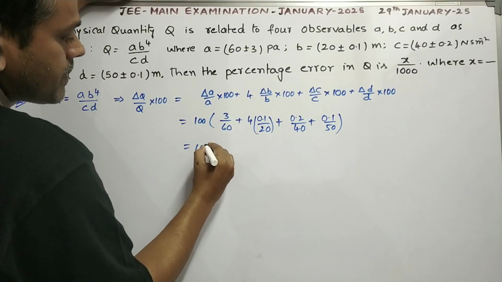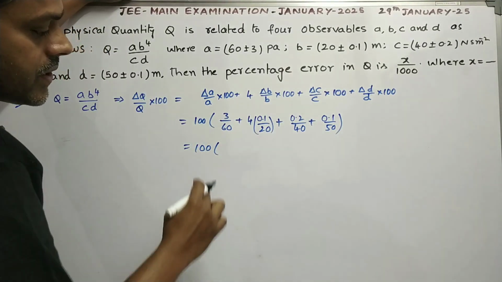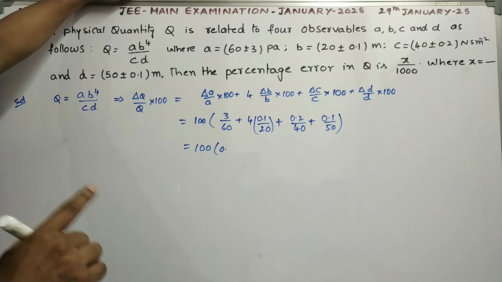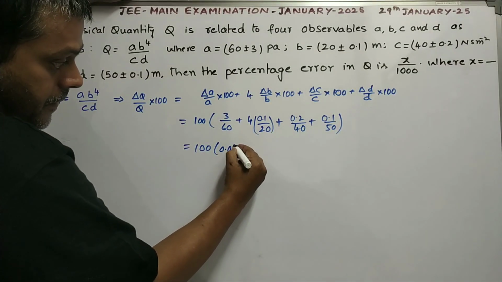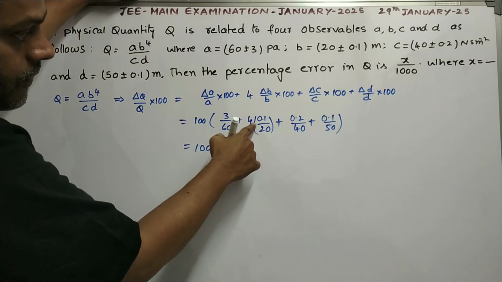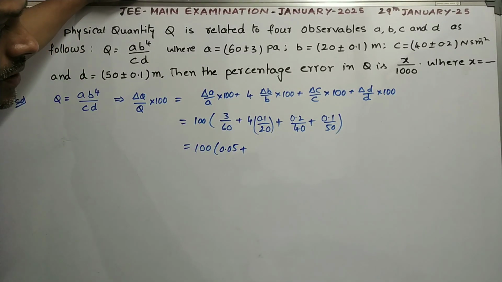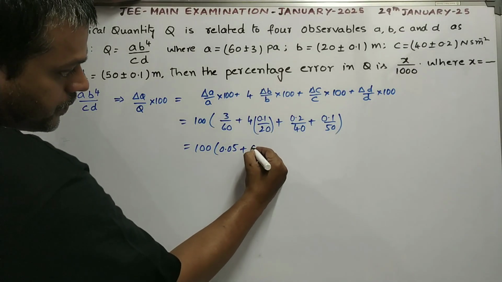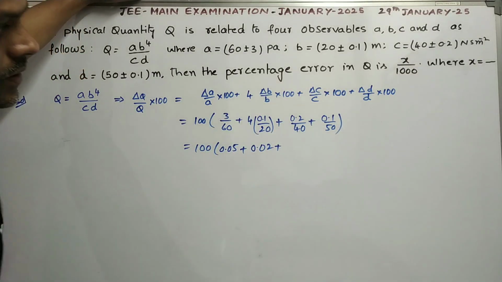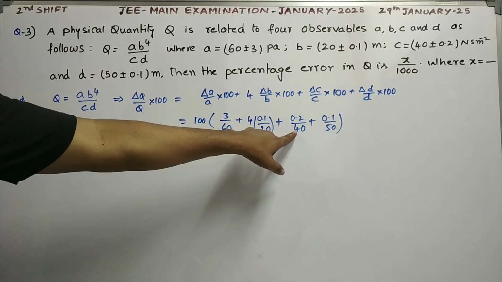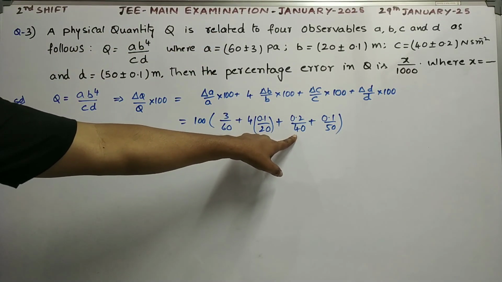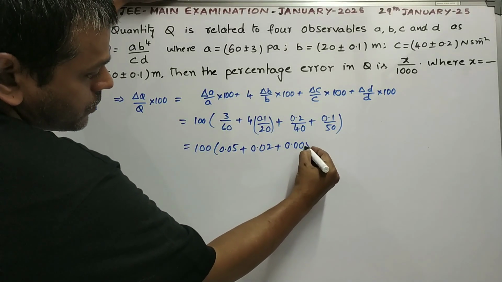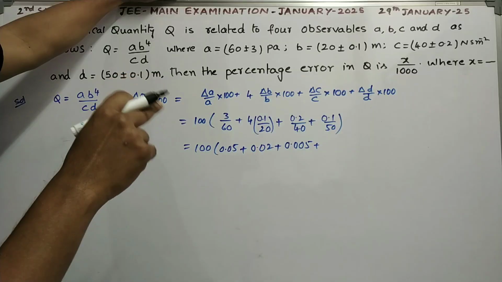So we may write it like this. 3 by 60 means 1 by 20, which is 0.05, plus 4 into 0.1 by 20, that is 1 by 5, which means 0.02. Plus 0.2 by 40, that means 0.1 by 20, which is 0.005, plus 0.1 by 50 is equal to what?